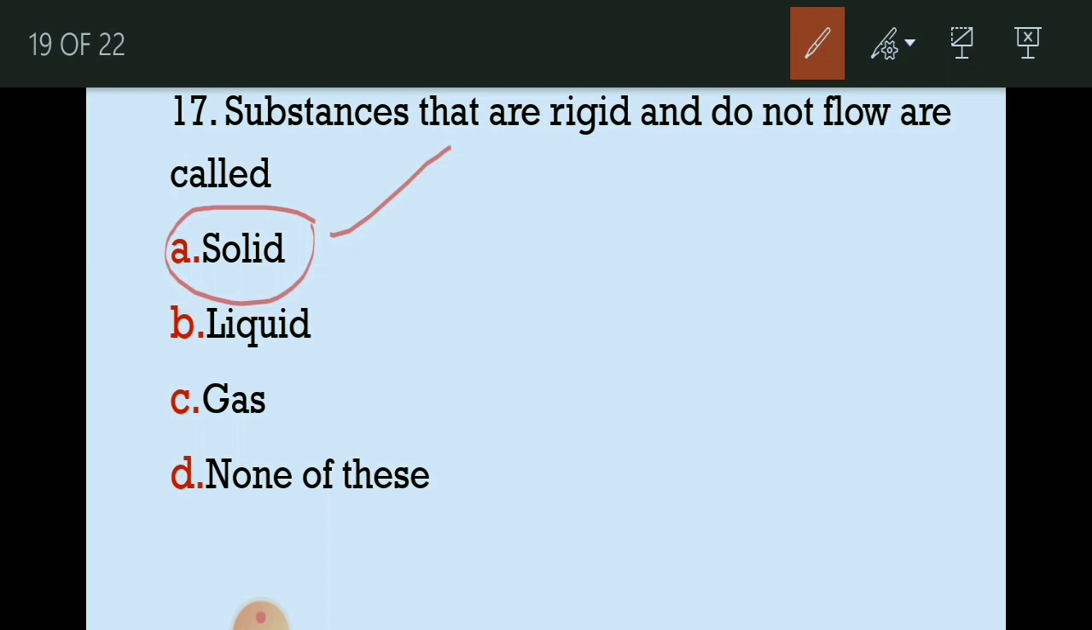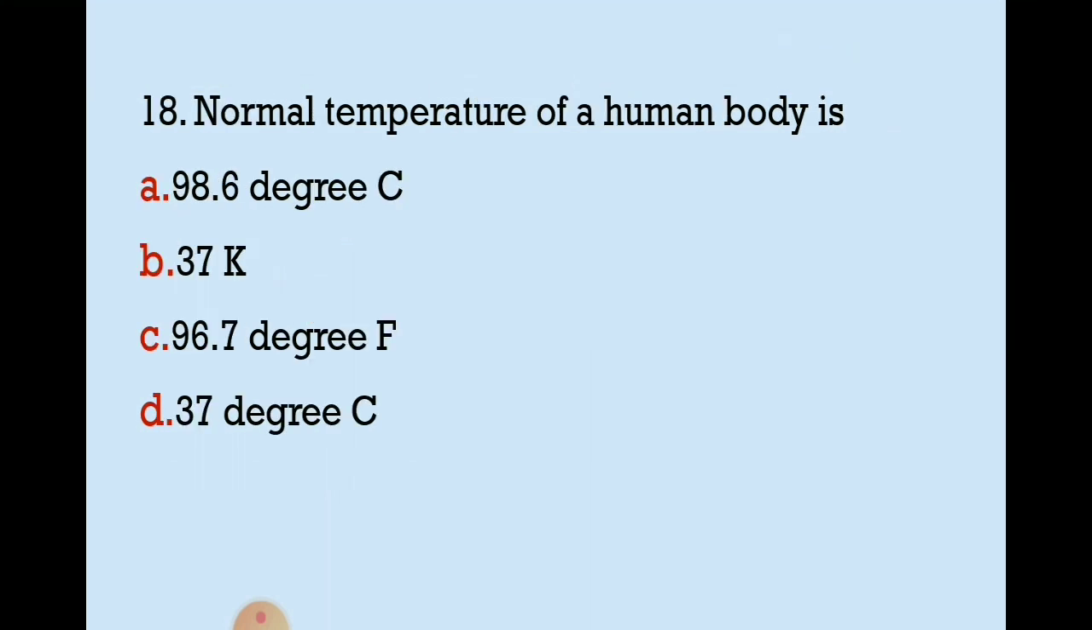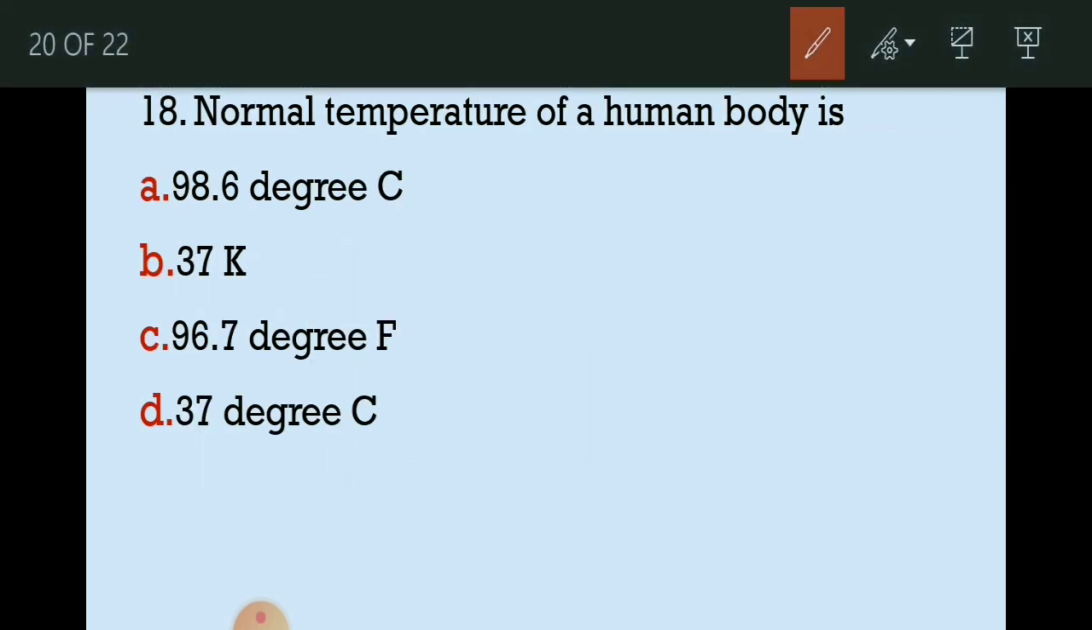Now let us go to the next question. Just see. Normal temperature of a human body. Option A is given as 98.6 degrees centigrade. It is not correct. If it were given as 98.6 degrees Fahrenheit, then the answer would have been correct, but this one is not correct. 37 Kelvin is also not correct. If the answer is given as 37 degrees centigrade, then the answer would have been correct.